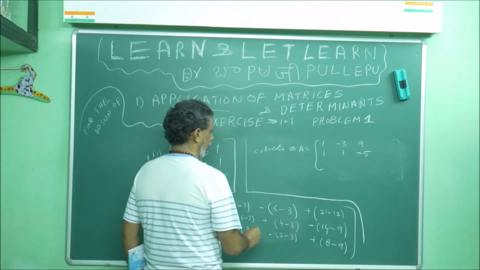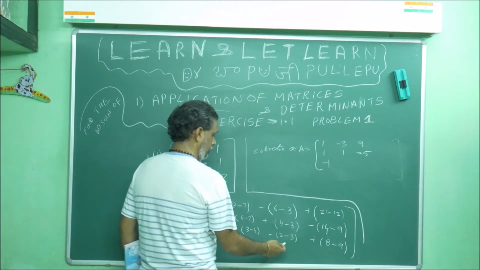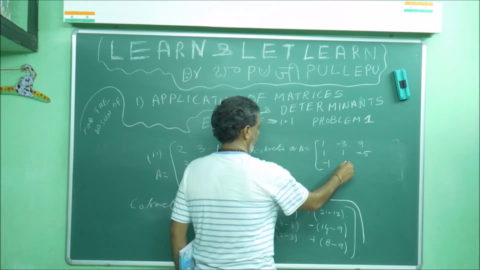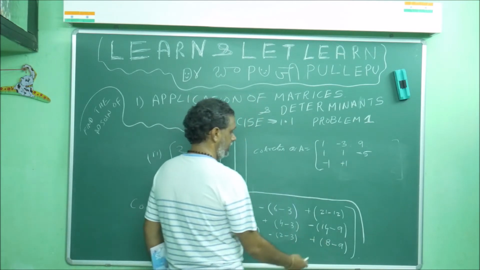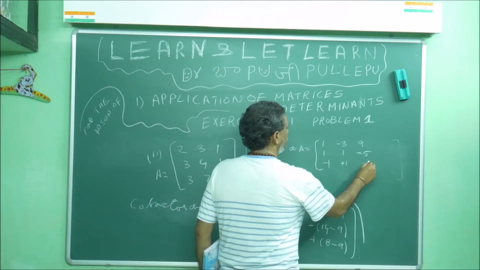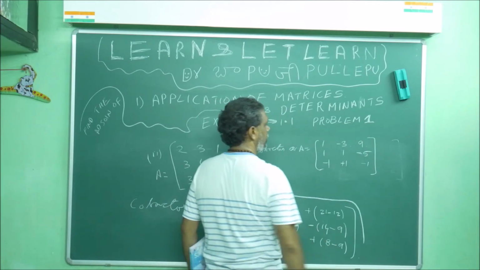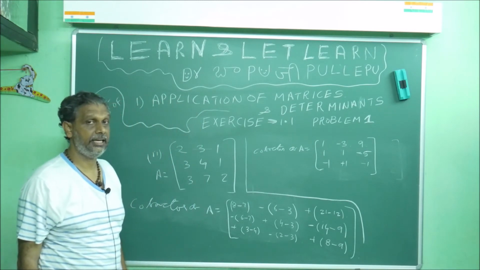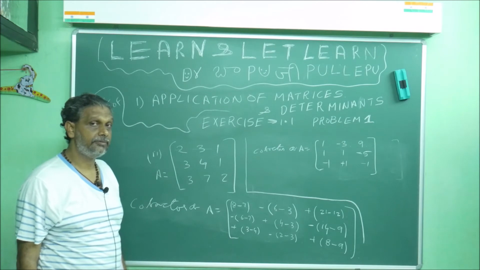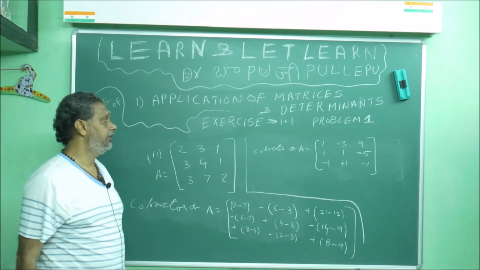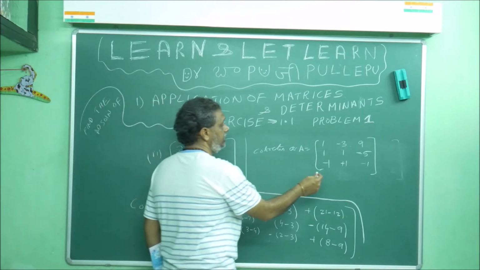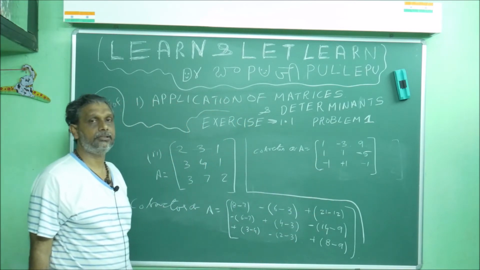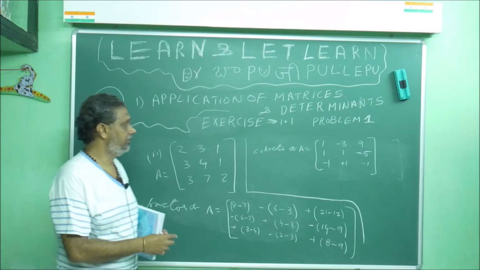3 minus 4 is minus 1. 2 minus 3 is minus 1, already minus is there, so plus 1. 8 minus 9 is minus 1. This is the cofactor of A. Still I am not able to find the adjoint of A. For this matrix, if you take the transpose, I will get the adjoint of A. Getting or not? So how will I write the adjoint of A?